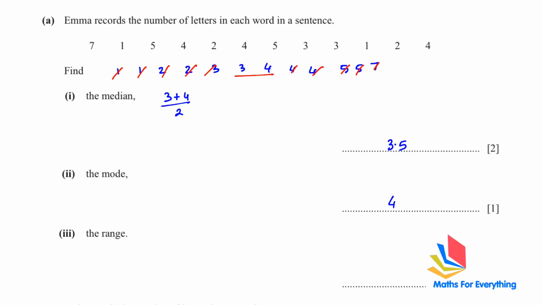Range is the highest value minus the lowest value. Our highest value is 7 and lowest value is 1. 7 minus 1, 6 is our range.